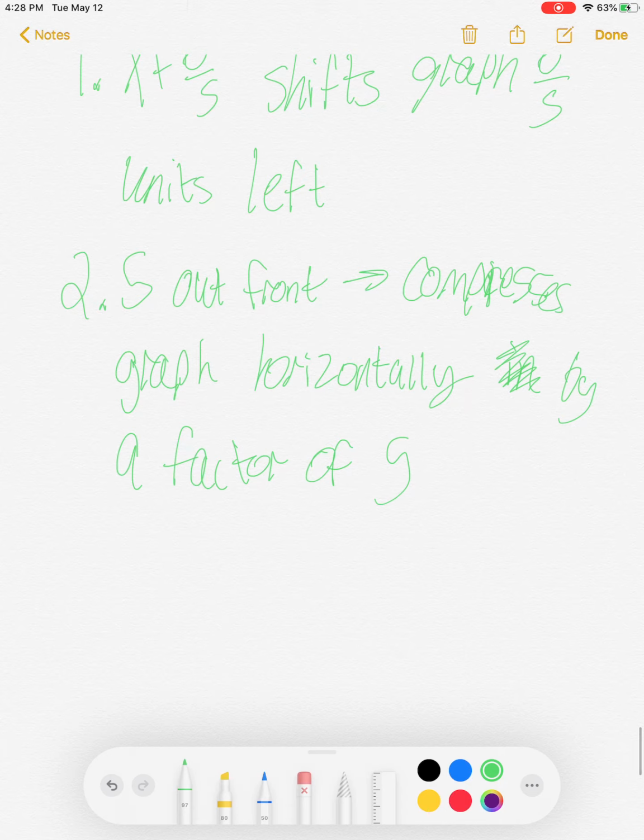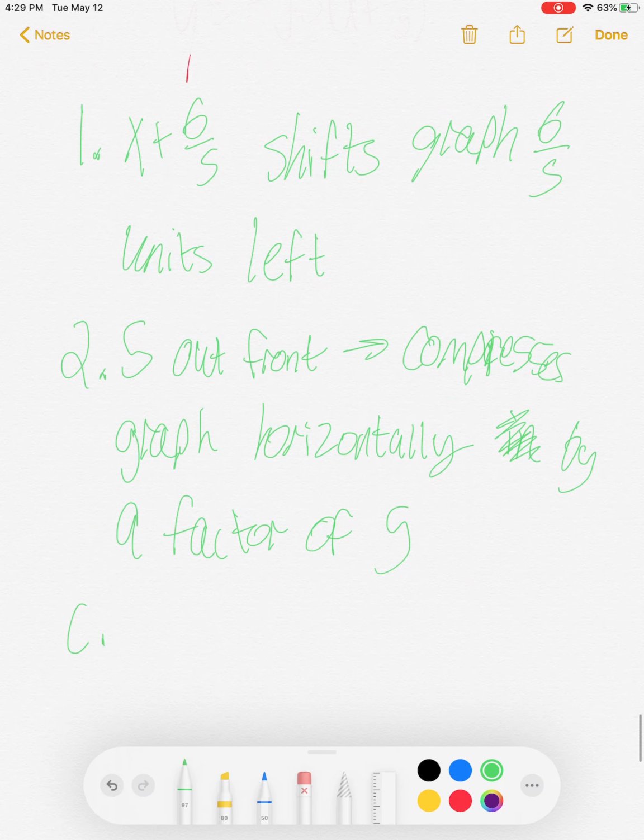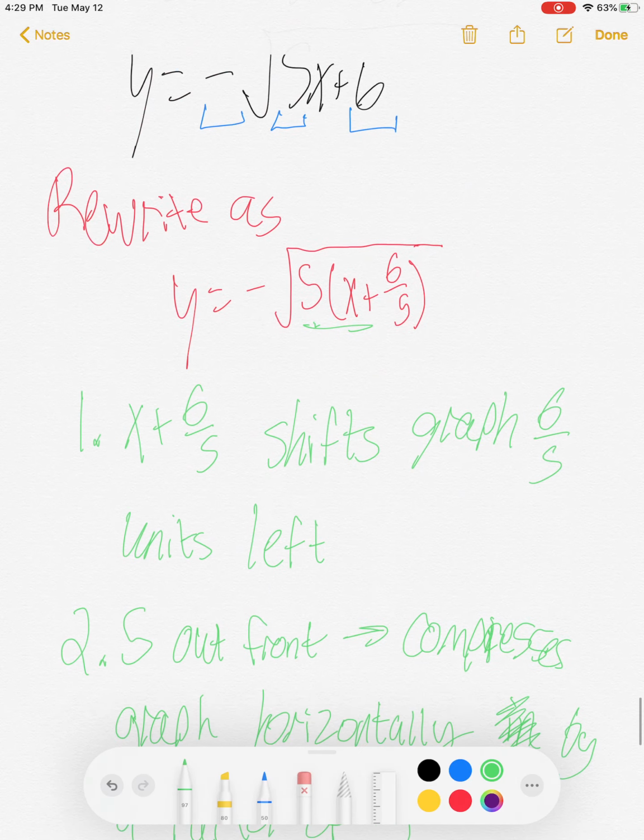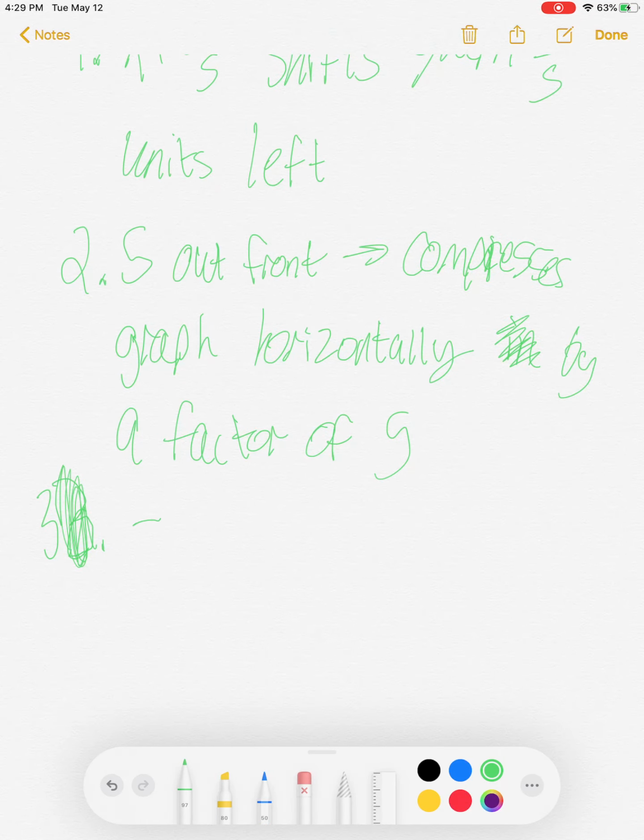Again, it's kind of counterintuitive that multiplying by 5 compresses the graph, but I think if you plug in some points, that might be helpful for you to help see why. And third, I don't know why I wrote C, 1, 2, C4, 1. So the third thing that I notice, this negative out front, well, that's just going to flip it over the x-axis. So the negative out front flips over the x-axis.